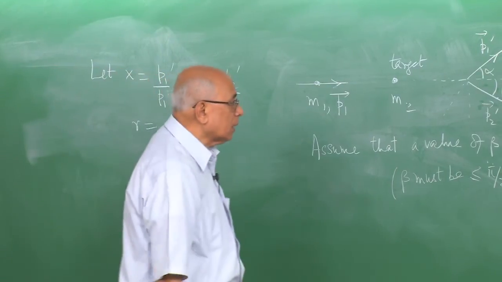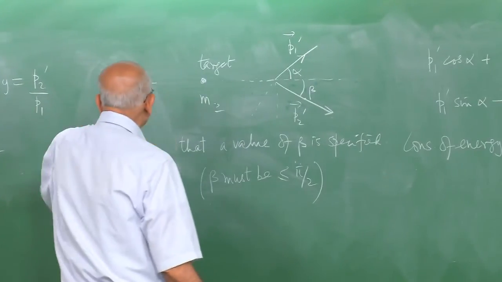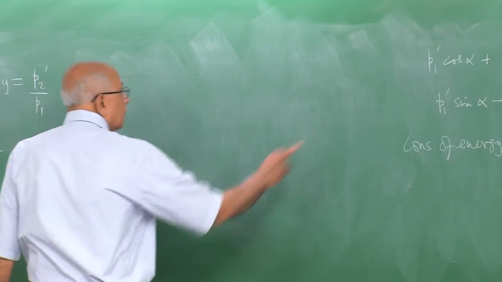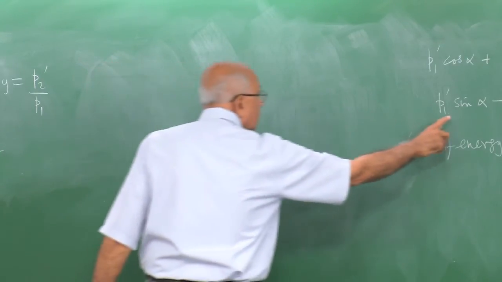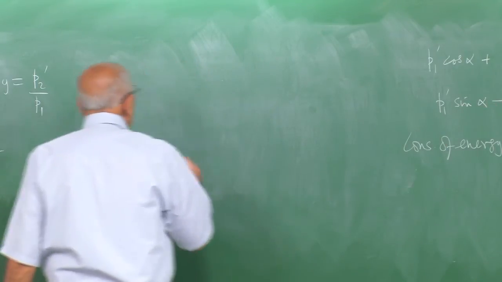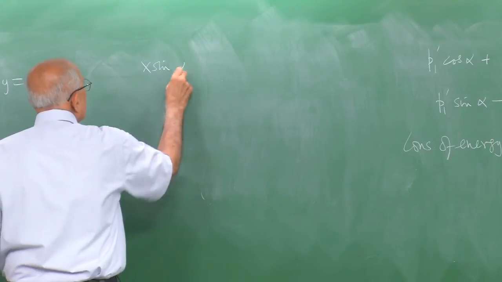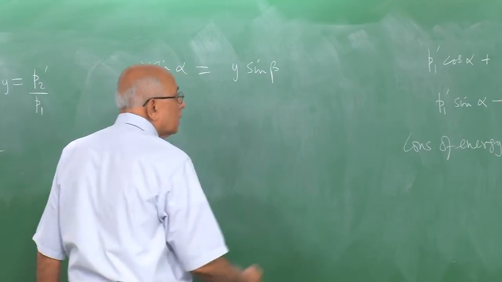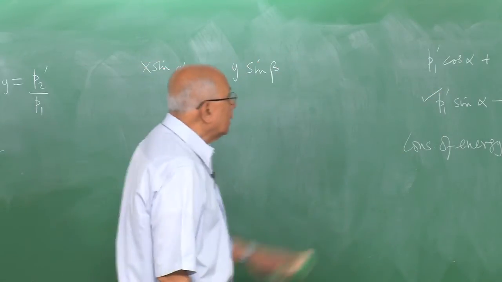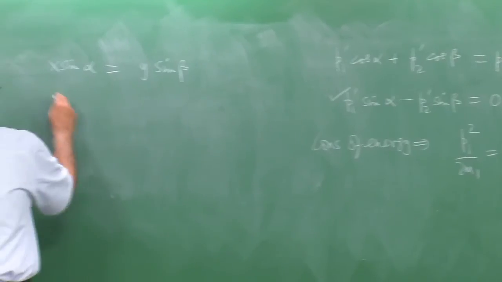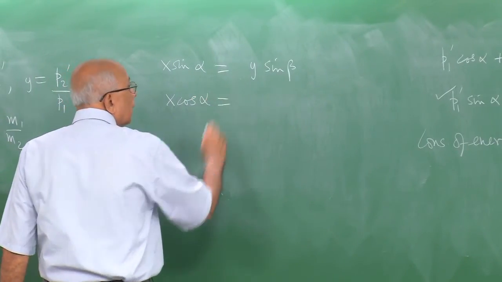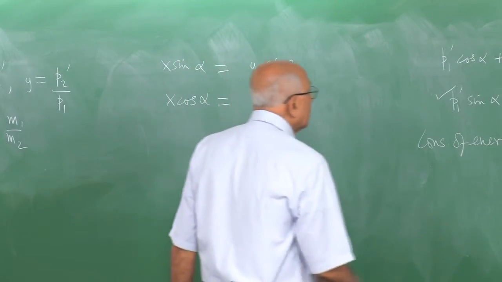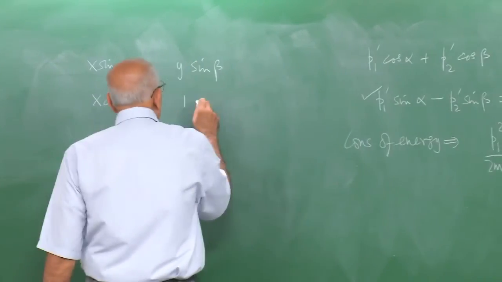And then what do these equations look like? Well, they simplify quite a bit. So here we are, we have this first equation. If I divide through by P1, it says x sine alpha equal to y sine beta. That's the first, this equation is gone. Okay. Then this equation says x cos alpha equal to, I am dividing through by P1, so there is a 1 on the right hand side, right? And then this becomes minus y cos beta.